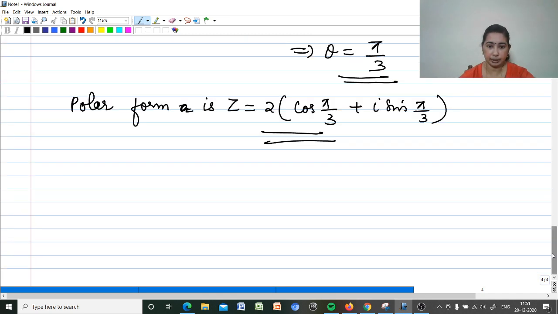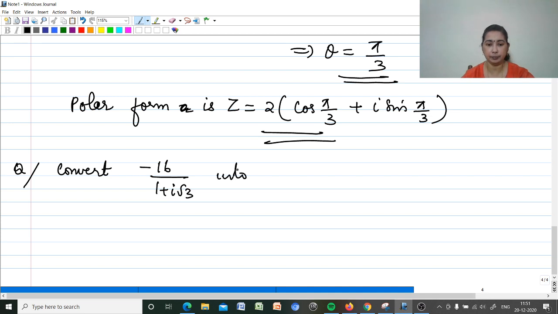Now another example. Convert minus 16 by 1 plus i root 3 into polar form.